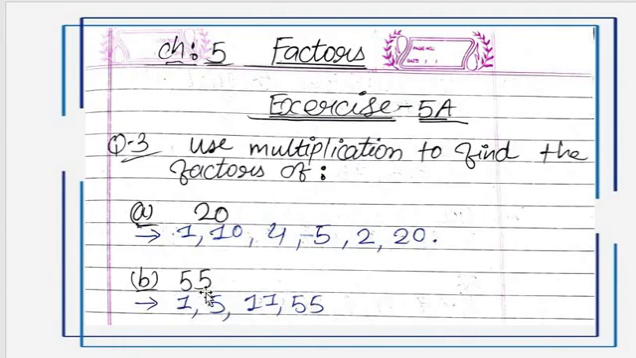Question B, 55. 1 55 is 55. 5 11s are 55 and 11 5s are 55. So 5 and 11 both are factors of 55, and 55 itself is a factor. Understood, my dear students?